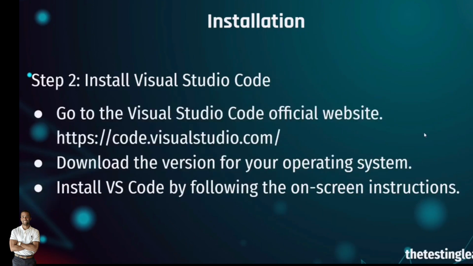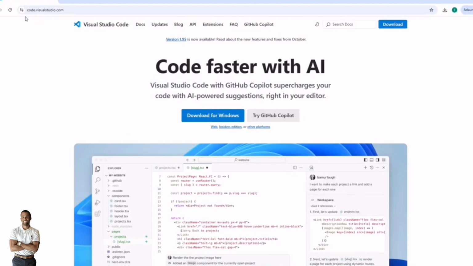Next, we're going to install Visual Studio Code, which will be our IDE. Go to the official website, download the version for your operating system, and then follow the on-screen instructions for installing VS Code. So this here is the official website. We're gonna download for Windows because I have a Windows machine.